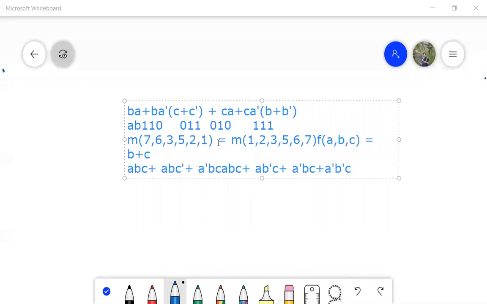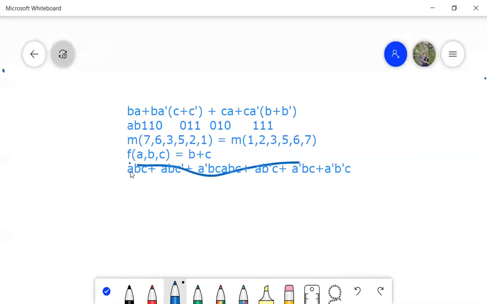So this is the canonical min term. This over here represents the canonical min term format, and the simplified version is B plus C. Now let us solve this using K-map and see whether we are getting the same result.